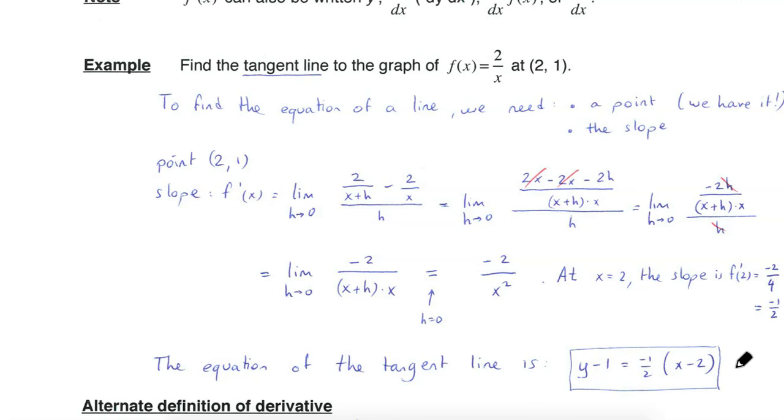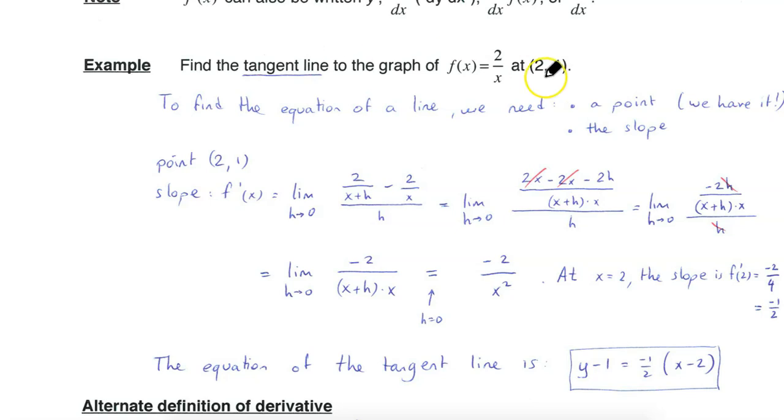So we are looking for a line. It's a tangent line, but it's a line. And when we look for the equation of a line, we need two things. We're going to do that 50 times this year, so you really need to remember that. To find the equation of a line, we need a point and we need the slope.